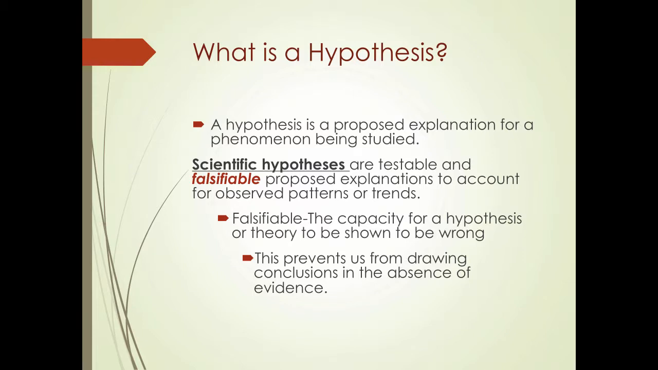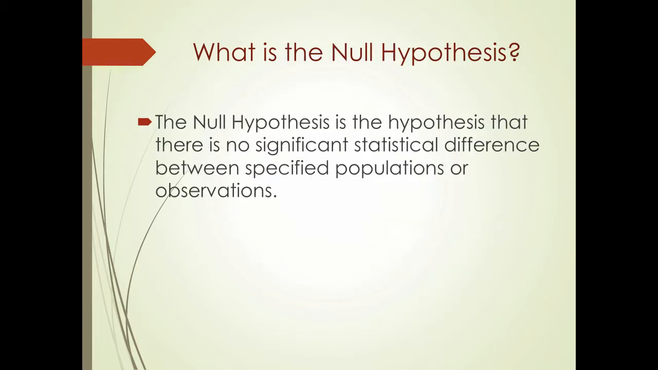A hypothesis is a proposed explanation for a phenomenon being studied. Scientific hypotheses are testable and falsifiable proposed explanations to account for observed patterns or trends. Falsifiability means the capacity of a hypothesis to be wrong. This prevents us from drawing conclusions in the absence of evidence. The null hypothesis is the hypothesis that there is no significant statistical difference between the specified population or observation.